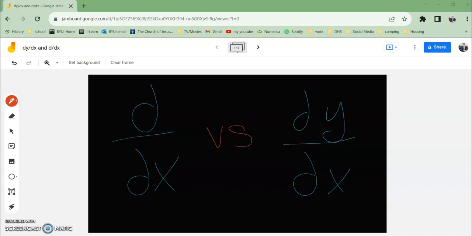Today, we're going to go over the difference really between d/dx and dy/dx. I mean, in calculus, we learn a lot of new vocabulary like differentiation or differentiating or derivative or differential, all these D words especially. But today, we're going to go over the difference between these two.